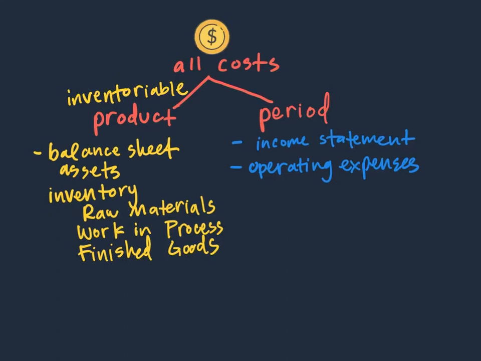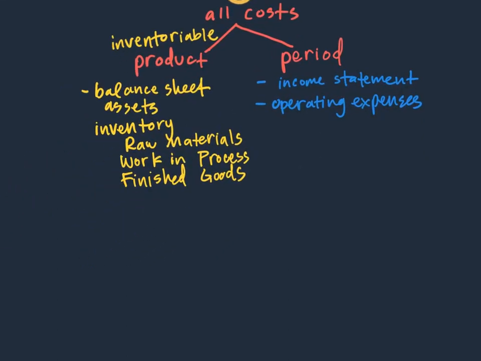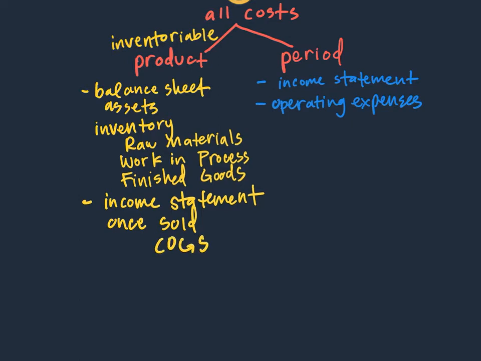But product costs do eventually make it to the income statement, but not until the items are sold. So ultimately, these costs will be on the income statement, but not until they are sold. So we'll put here that they show up on the income statement when the product is sold. And the expense account on the income statement is cost of goods sold. This is where the product costs are recorded once the items have been sold to the customer.